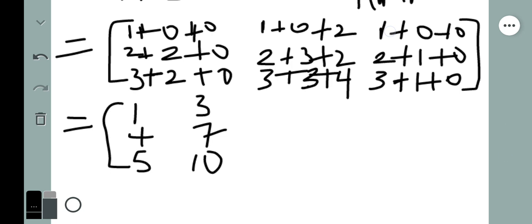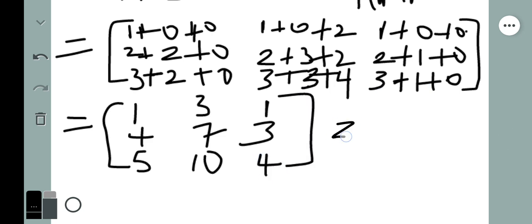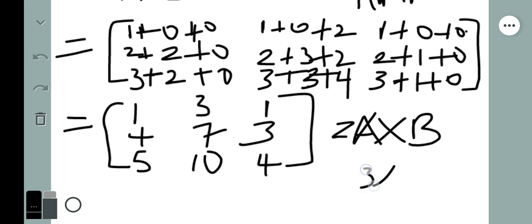And for the third column, 1 plus 0 plus 0 gives me 1. 2 plus 3 plus 0 gives me 3. And 3 plus 1 gives me 4. And this is the multiplication of matrix A times matrix B, a 3 by 3 matrix. And this is how you multiply a 3 by 3 matrix together.